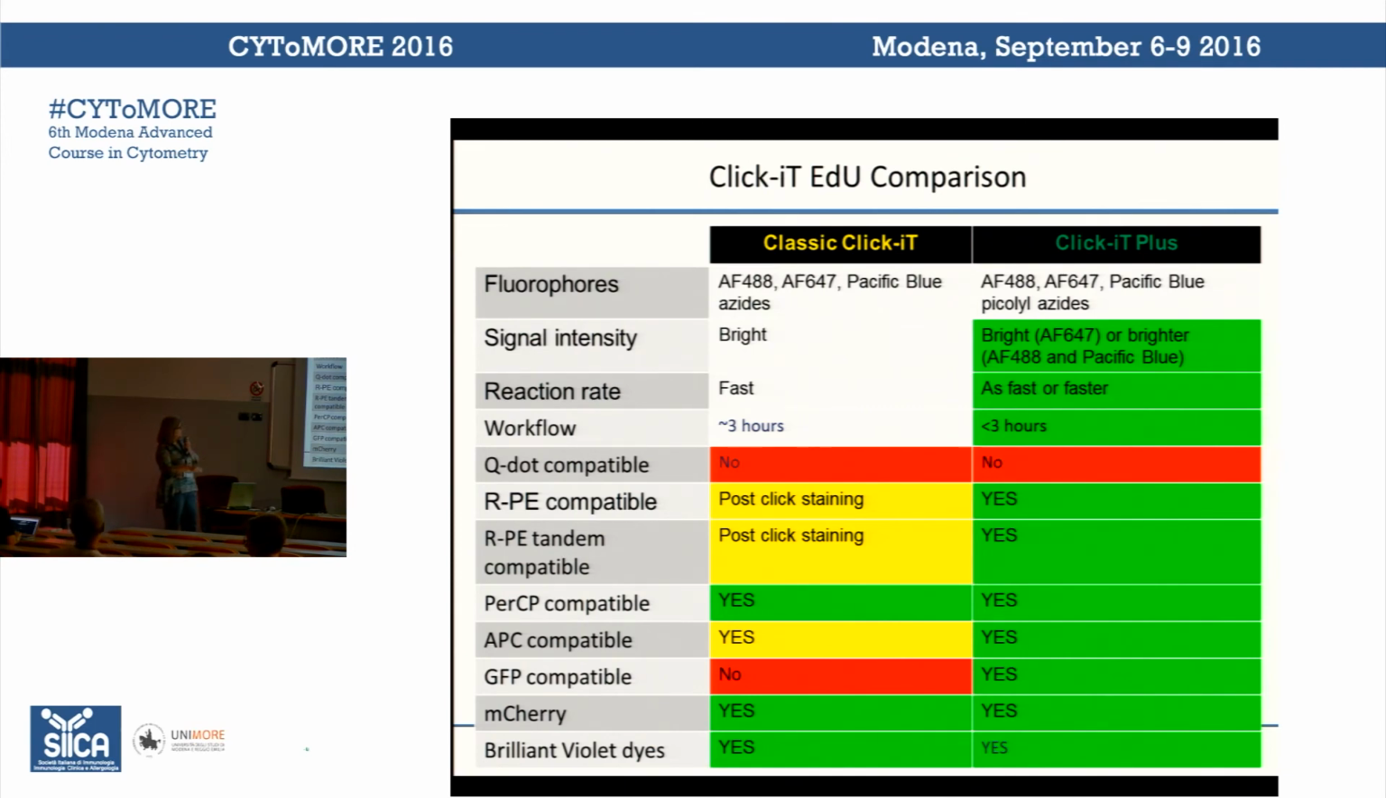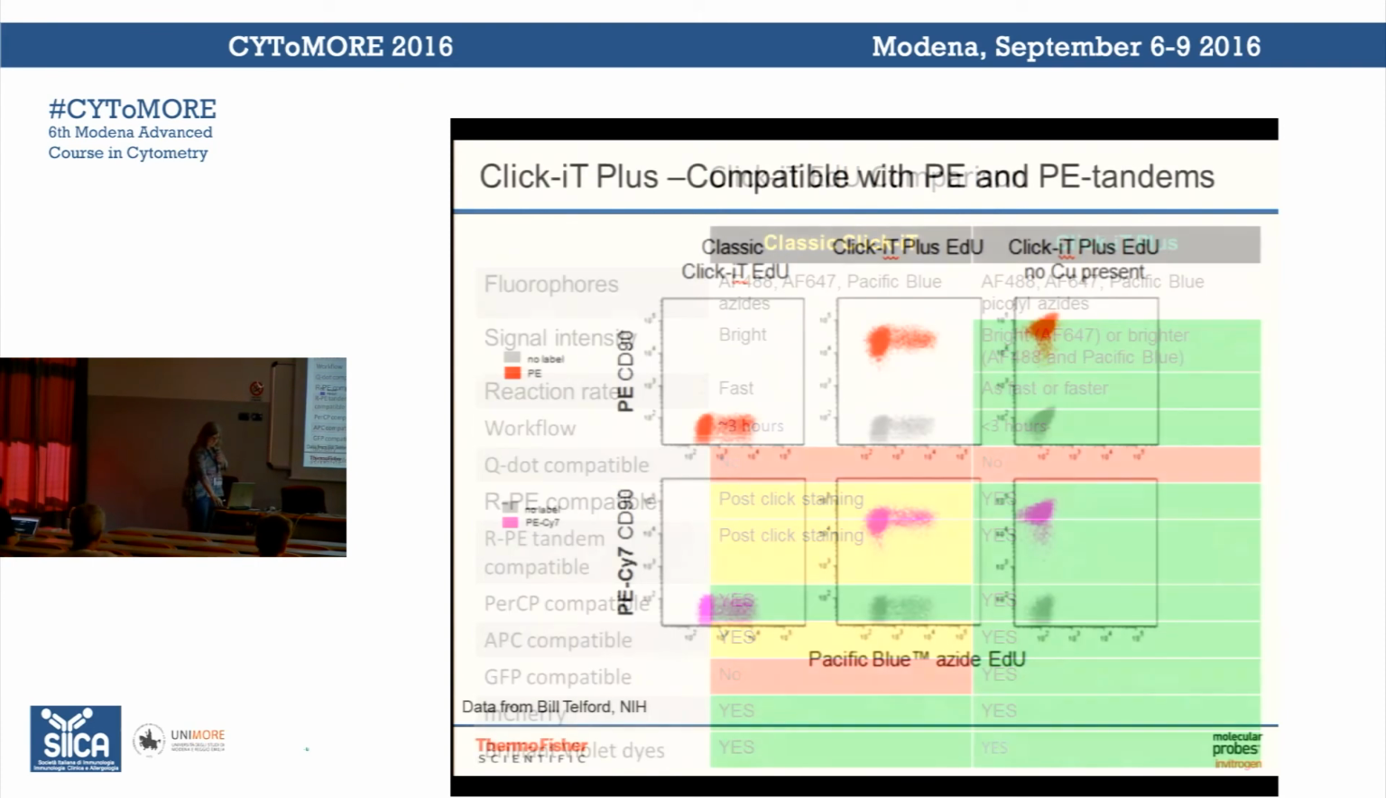It's actually the copper in the click reaction that causes the problems here. But the new formulation takes care of all of that, except it's not compatible with Q-dot fluorescence. And this is now compatible with fluorescent proteins. There was variability of the original kit with compatibility with fluorescent proteins. So the good news is there's really no price difference between these kits, so there really is no other reason to not move to the Click-iT Plus.